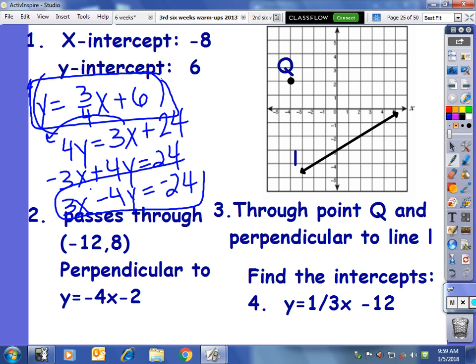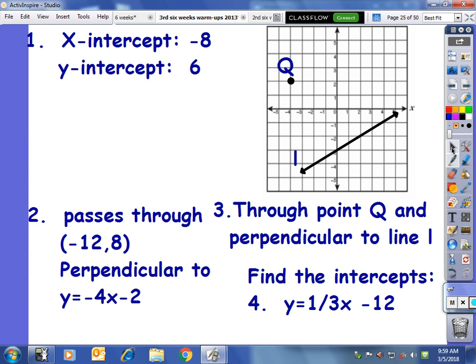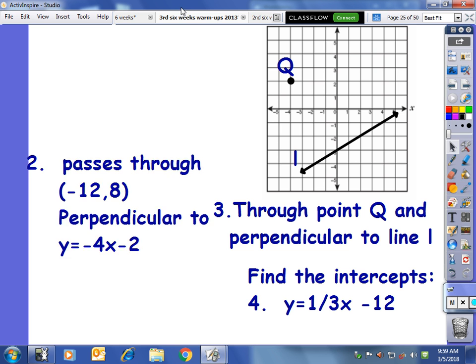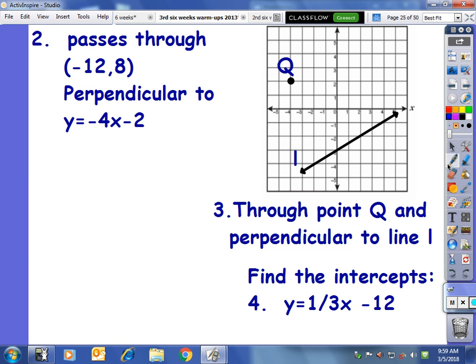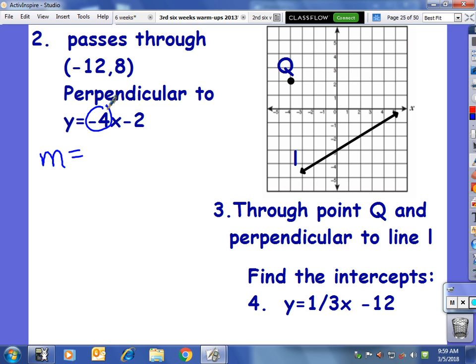All right, number 2. I am giving you a point and a slope, but in kind of a tricky way. I didn't tell you exactly what slope to use, but I told you to be perpendicular to this line. That means I don't care what this line's y-intercept is, but I need to look at its slope. What slope should I use to be perpendicular to it? 1/4. You got to flip it and change the sign.